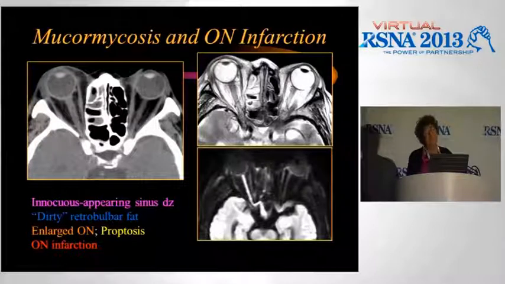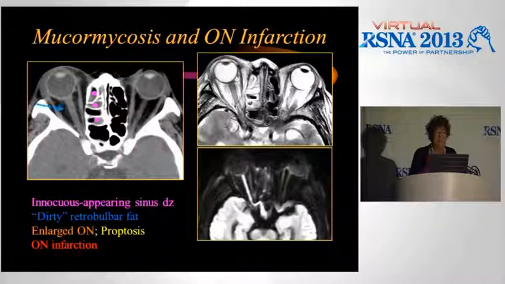Now, I'm putting this in here. I don't have time to cover all of the fungal sinus infections and all their sequelae, but this is a rather innocuous appearing sinus in the ethmoids, unilateral. You see some partial opacification of the ethmoid air cells, but notice some other findings on the CT. Notice that there's dirty retrobulbar fat, okay? This is not just simple sinusitis, okay? Something's wrong here. Also, notice enlargement of the optic nerve.